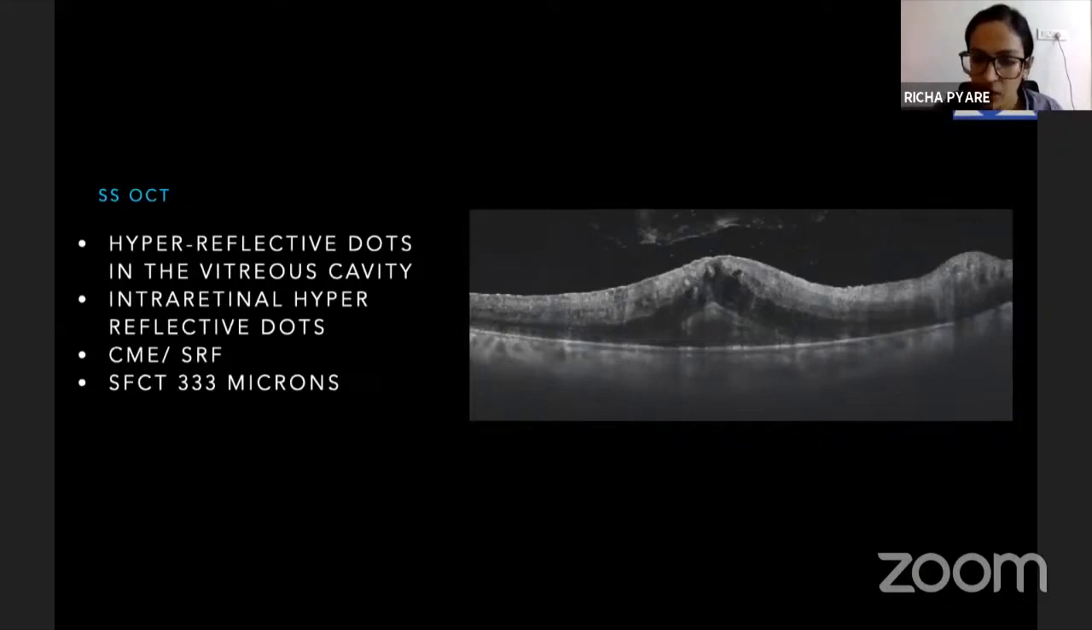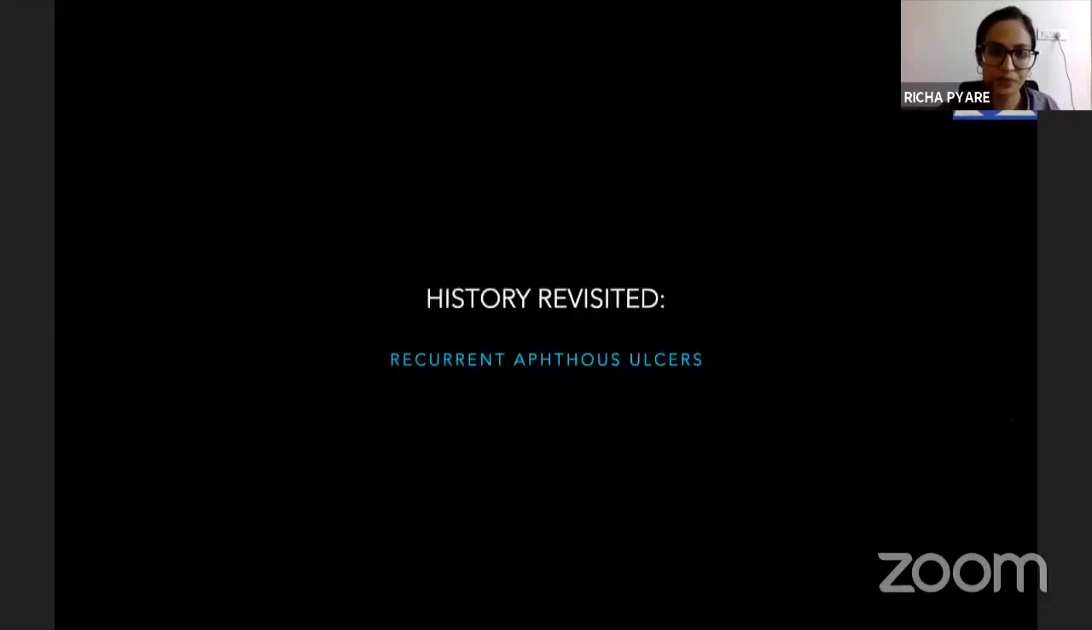SS-OCT was done, which showed hyperreflective dots in the vitreous cavity, intraretinal hyperreflective dots, cystoid macular edema, and subretinal fluid. In view of suspicion of granulomatous uveitis and the presence of exudative retinal detachment, along with the history of trauma, a working diagnosis of sympathetic ophthalmia was kept. At the same time, based on the OCT findings and the clinical picture, a differential of Behçet's was considered.